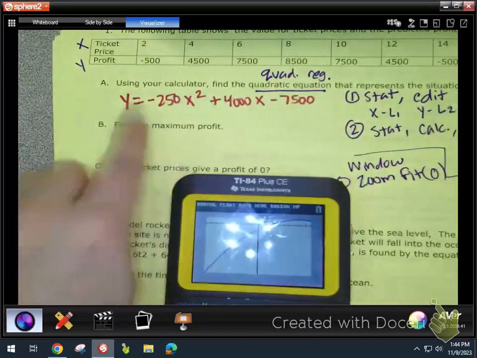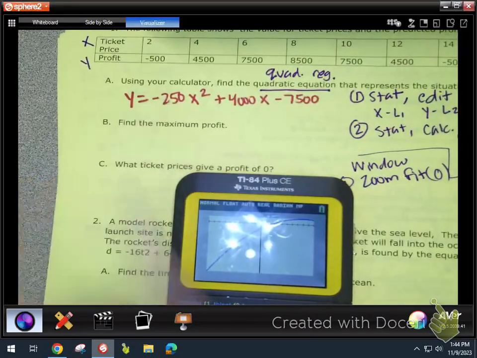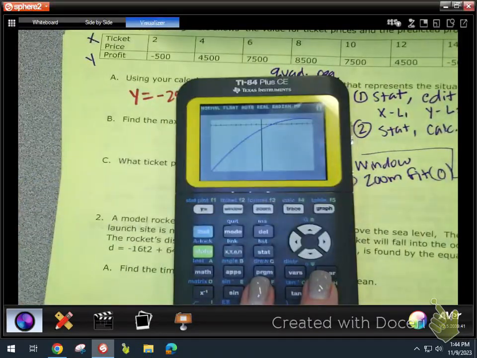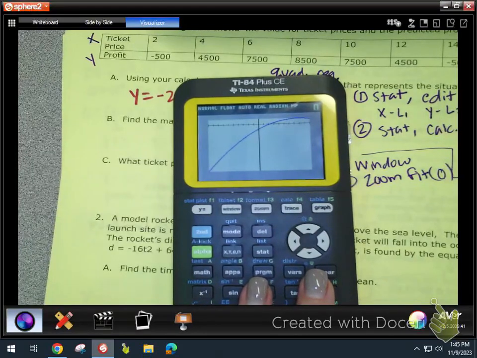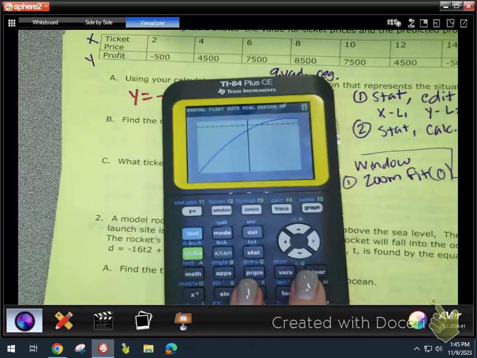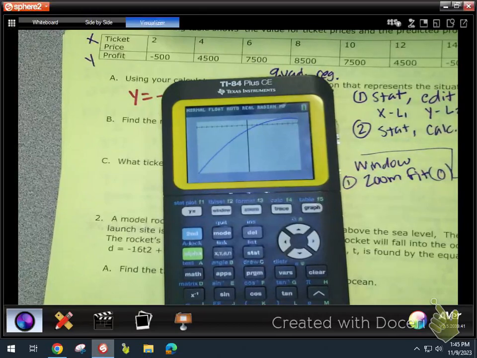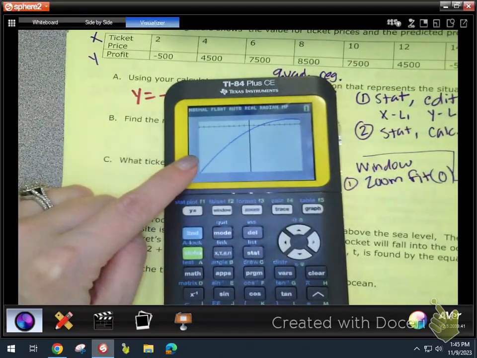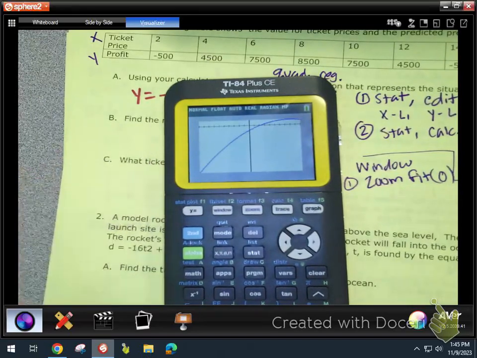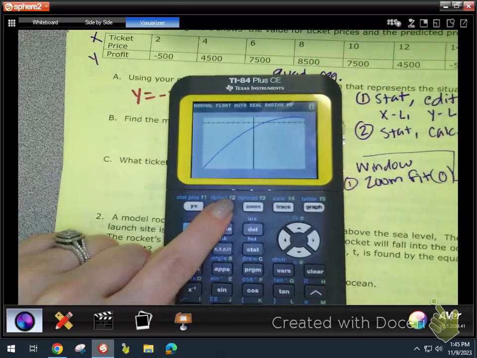Because your A value is negative 250, it's changing fast. That was Zoom 0. Now, Zoom 0 doesn't always get us exactly where we need to be. Does everyone's screen look like mine? Yeah. So let's go back to the window. No, don't zoom. The only things I really use are Zoom Standard and Zoom Fit.